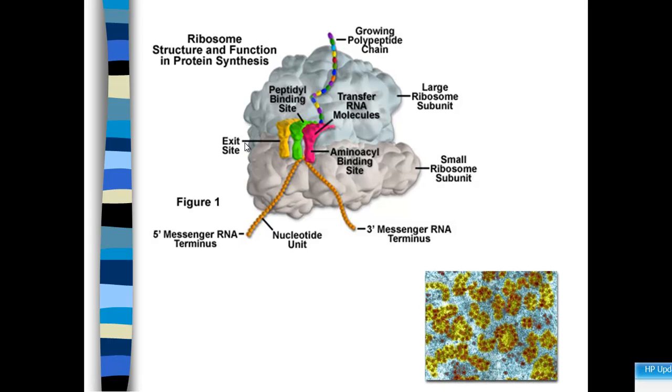Okay? And here's a picture of some ribosomes that are studding an endoplasmic reticulum, and the endoplasmic reticulum is dyed green, the ribosomes are brown, and the cytoplasm of the cell is blue.